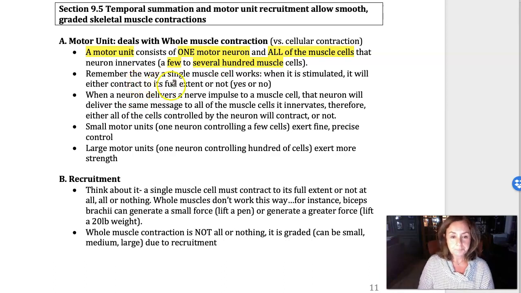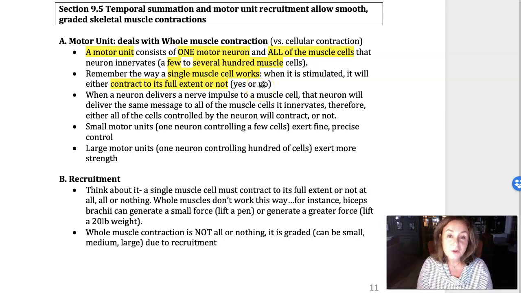So remember that when a single muscle cell is stimulated, that it's a yes or no question, right? It's either going to contract to its full extent or not at all. Okay, so the sliding filament theory of contraction, that's a yes or no question. So that cell, you either sufficiently stimulate it, so we stimulate it to threshold and it contracts, or not.